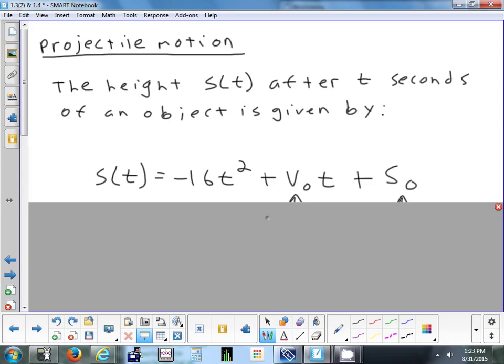So here's an equation you might see in physics. How many people are in physics right now? A couple. Okay, so you might see this. Basically, projectile motion is if somebody's standing on the ground, they throw an object, and it kind of makes that pattern.